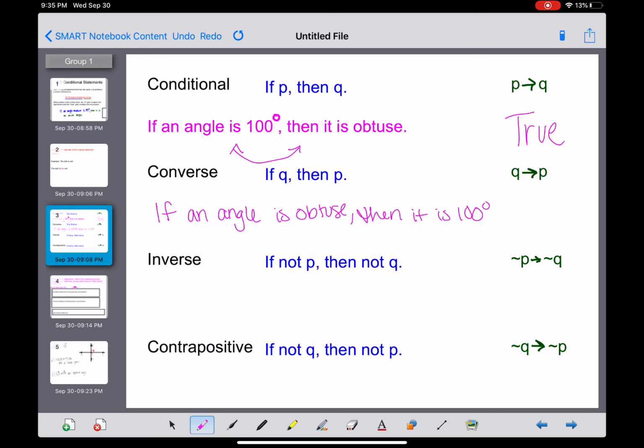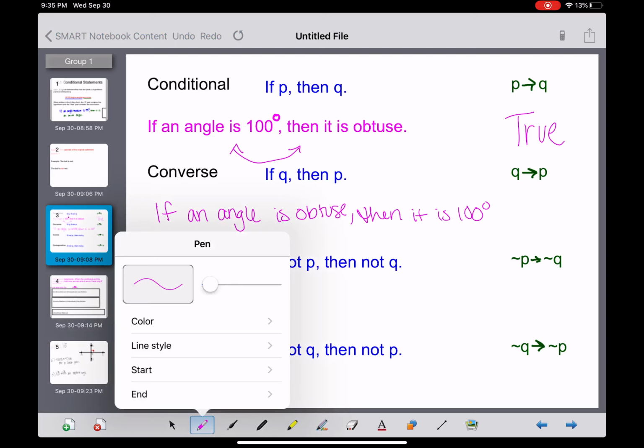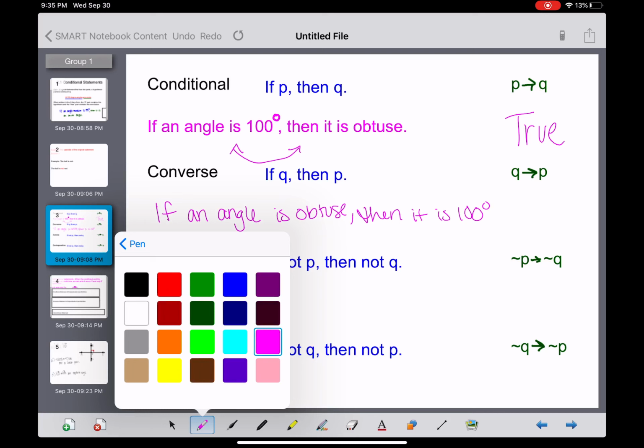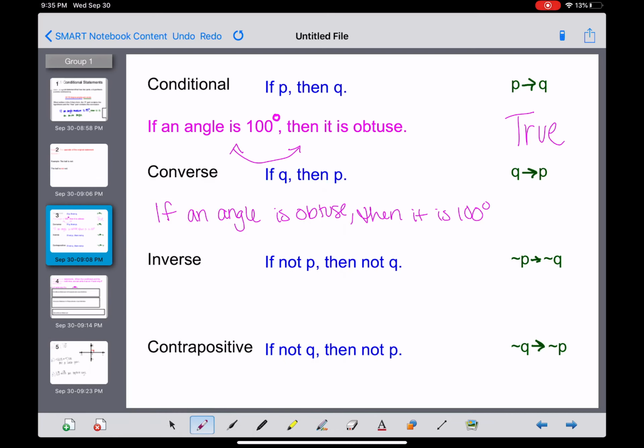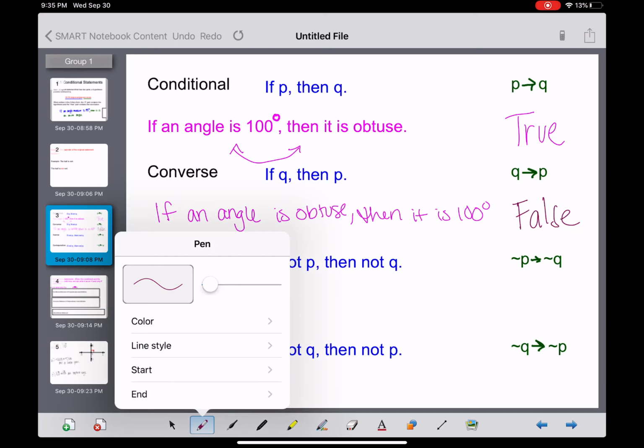So let's think about that. If an angle is obtuse, we know that an obtuse angle is over 90 degrees and less than 180. So if it's obtuse, does that guarantee it's 100 degrees? That is false. An obtuse angle could be 103 degrees, 104 degrees, 150 degrees. So that created a false statement.